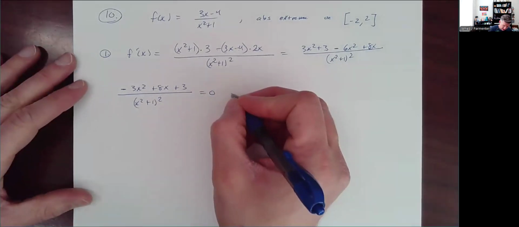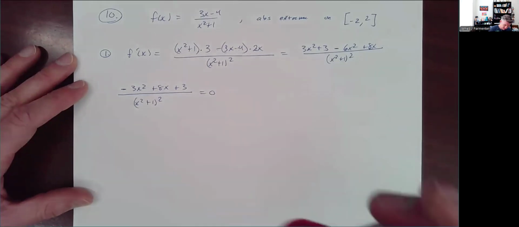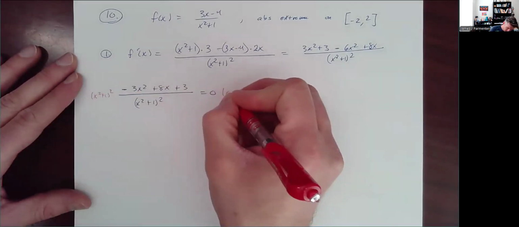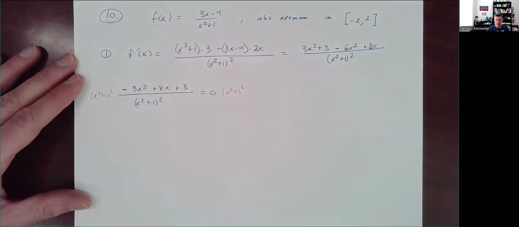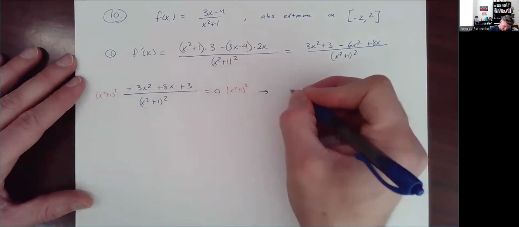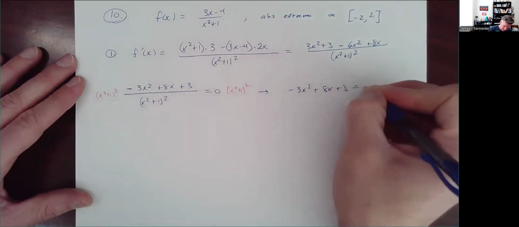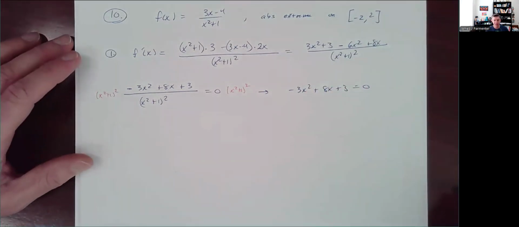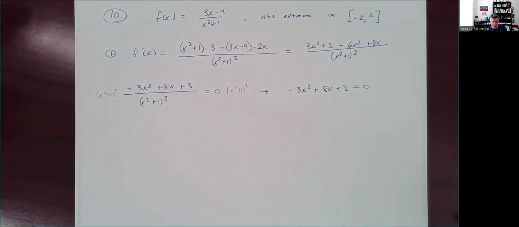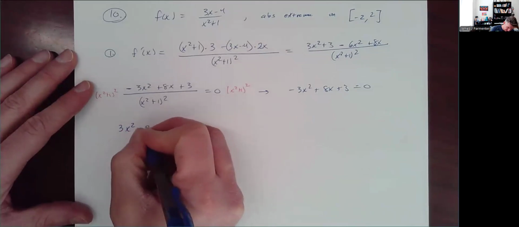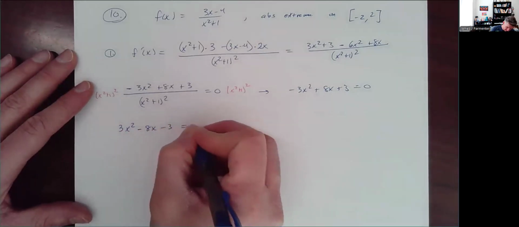So we multiply both sides by x squared plus 1 squared. You're going to end up just setting the numerator equal to 0. You get -3x squared plus 8x plus 3 equal to 0. We're going to factor this. I would probably multiply both sides by -1 because I don't like factoring when my coefficient of x squared is negative. It's going to be easier to factor this.